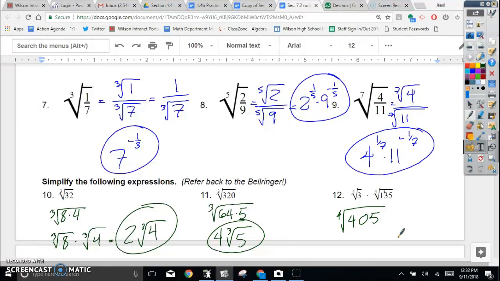First one I want to check that's smaller than 405 is 256. That does not go into it. 81. 81 will go into it. This is 81 times 5. We'll take the 4th root of 81, which we know is 3. And then I have this 5 that's left underneath there. So 3 times the 4th root of 5 is where we're at for 12.